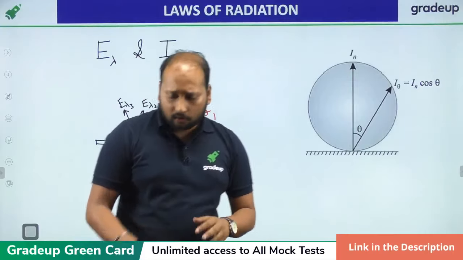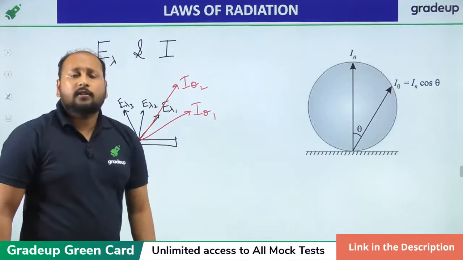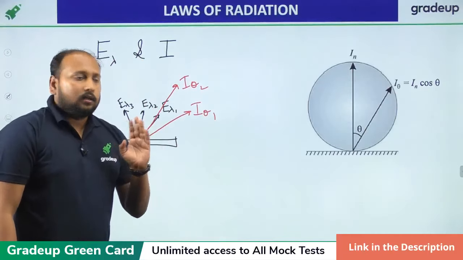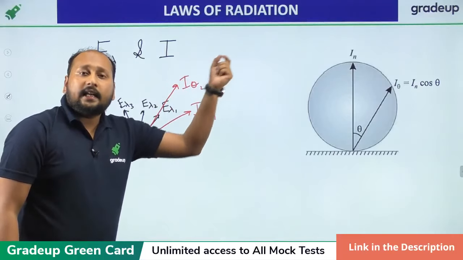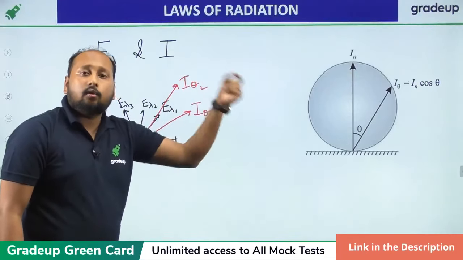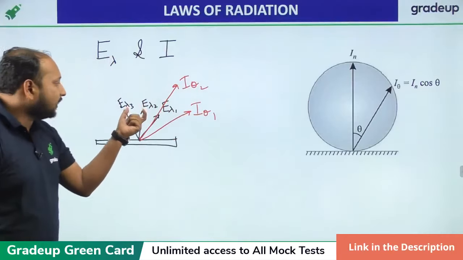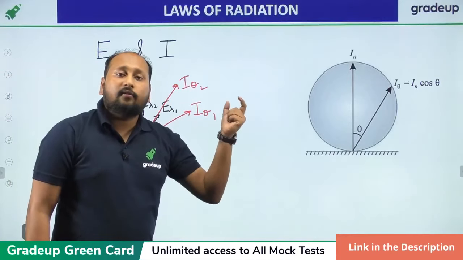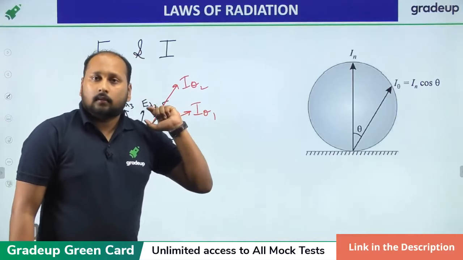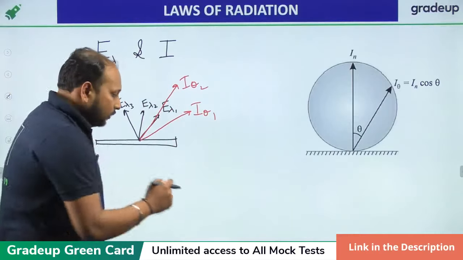Clear? Understood? Fine. This is defined for a particular direction only, which is called a solid angle. What is I? I is defined as the total emissive power in a given direction per unit solid angle. Clear? This is the intensity of radiation. And what is emissive power? Emissive power is basically the total emissive power defined for a particular wavelength. Clear? Understood the difference between the two?